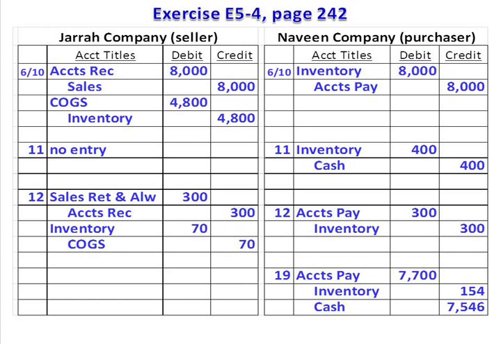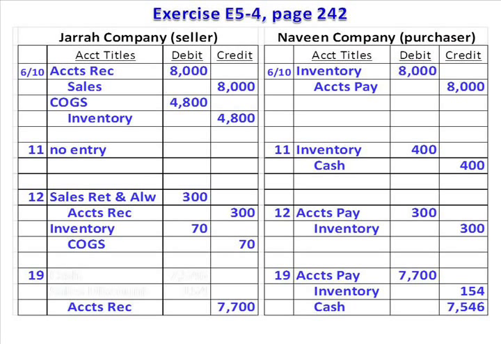The buyer mailed a check for $7,546 to the seller in full payment of their account. The seller accepts that check, $7,546, in full payment of the account. We need to credit accounts receivable for the full $7,700 to get that amount off the books. They don't owe us anything. We need to debit cash for the $7,546 that we received in cash. The postman didn't keep any for themselves. The check was delivered intact.